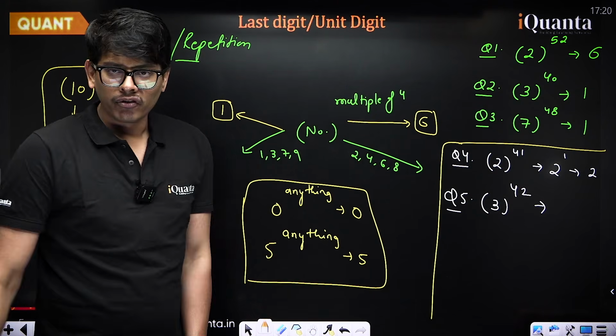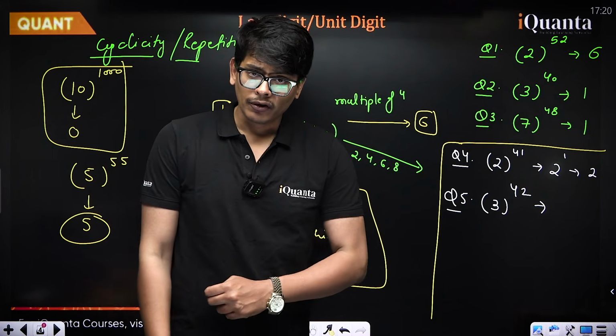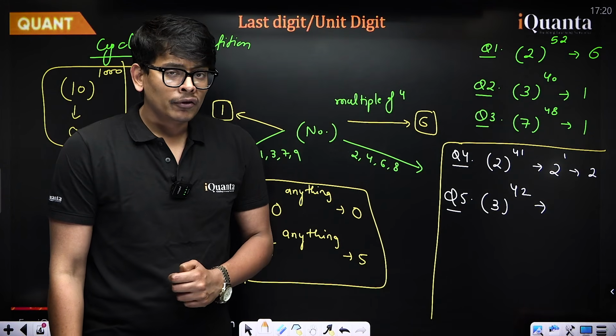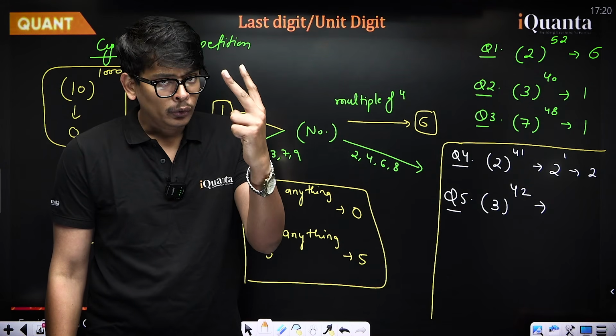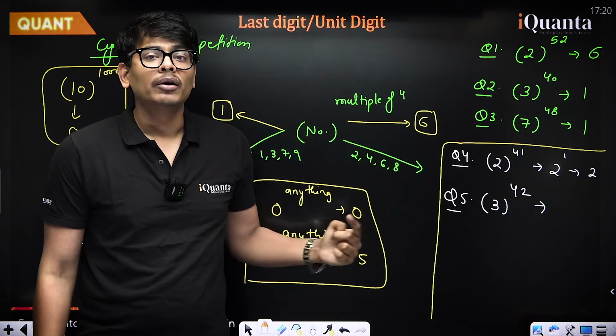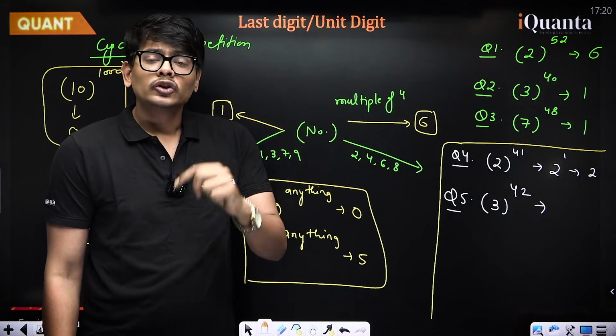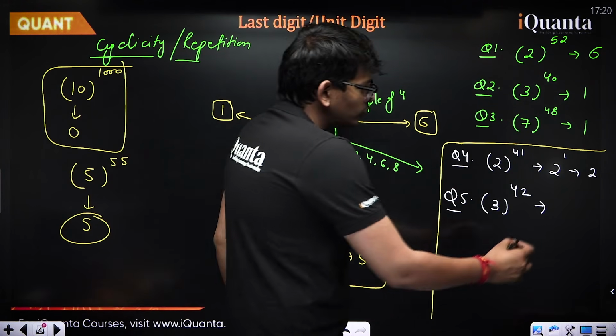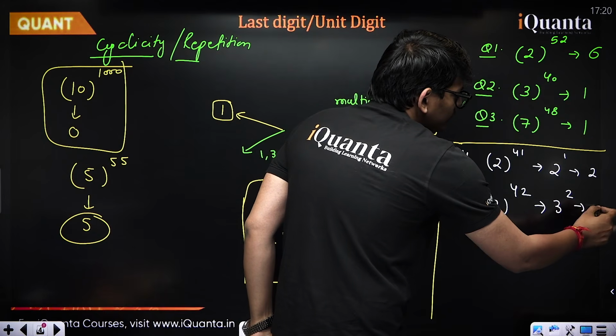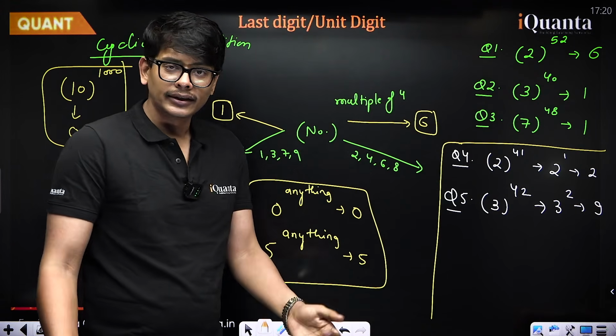3 raised to the power 42. Power is not a multiple of 4. Why it is not a multiple of 4? Because remainder is 2. When I divide power by 4, remainder is 2. So solve for that 2 power. So 3 raised to the power 2. Answer is 9. That's it.